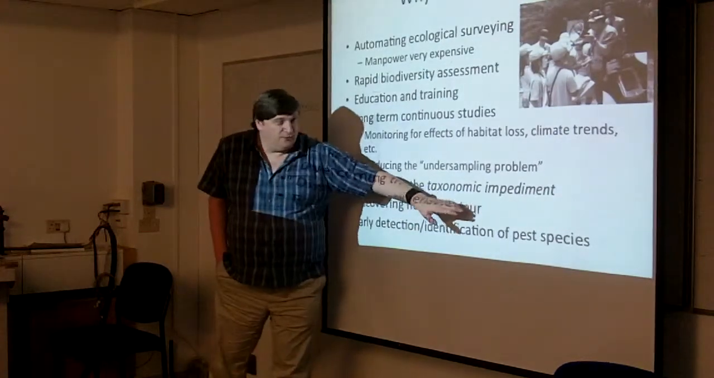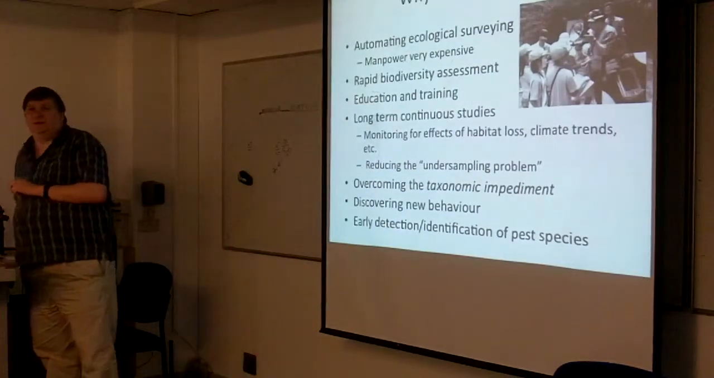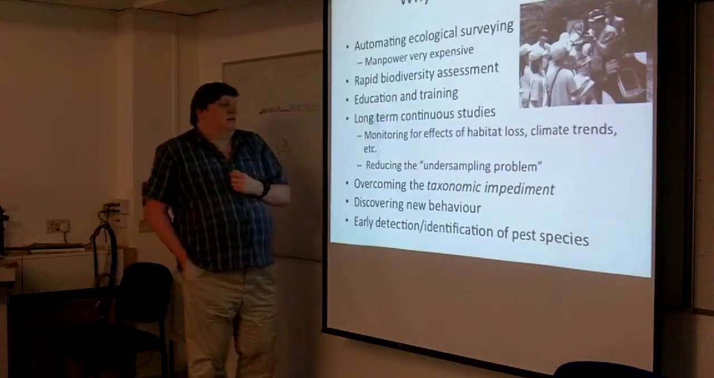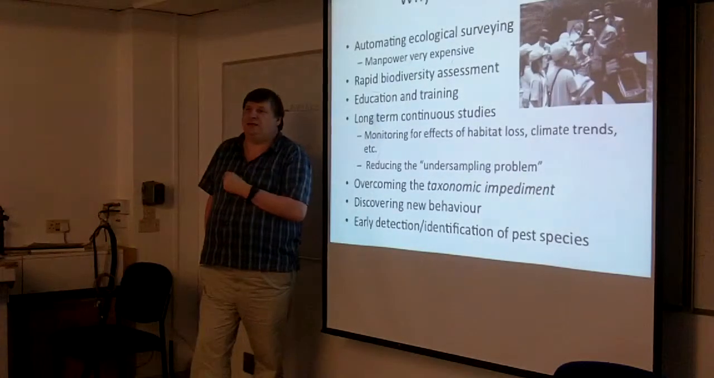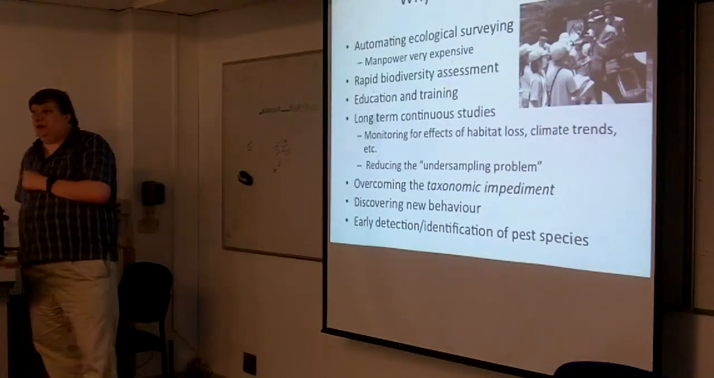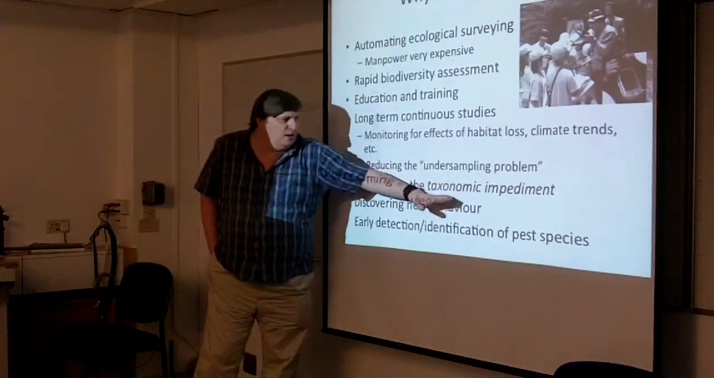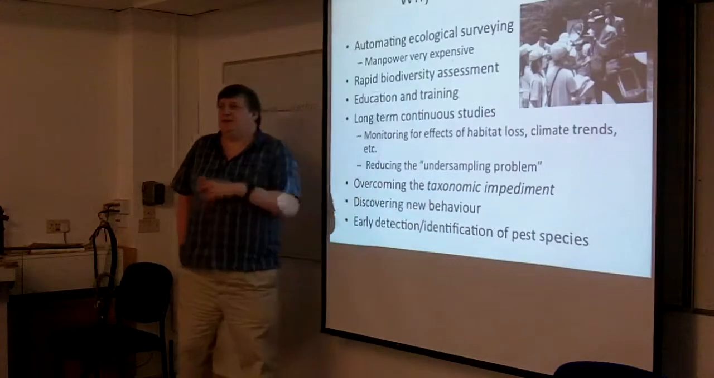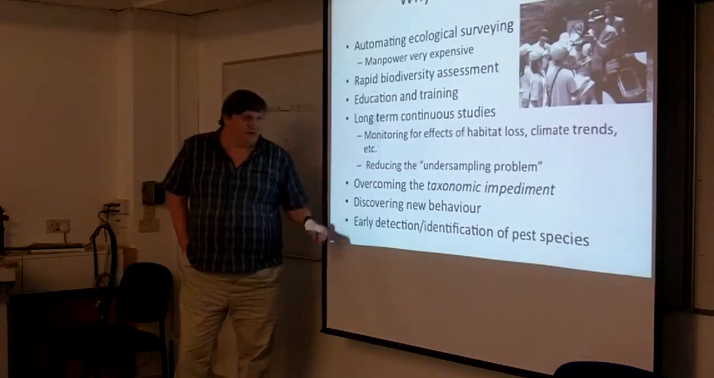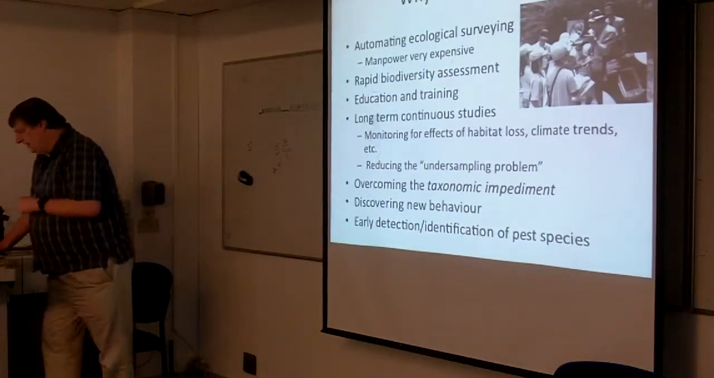One thing that has become a real big problem is that there are many, many species and not many people to identify them. So taxonomists are the people who do the species identification. There are no degrees in taxonomy in the UK. There's probably one MSc in taxonomy in the UK, so we're not training anybody. So if we can do automated identification, we can help out the taxonomists, because there aren't enough taxonomists to do all the work. Discovering new behaviour, I'll show you something on that later. And early detection and identification of pest species, which I'll talk about later.